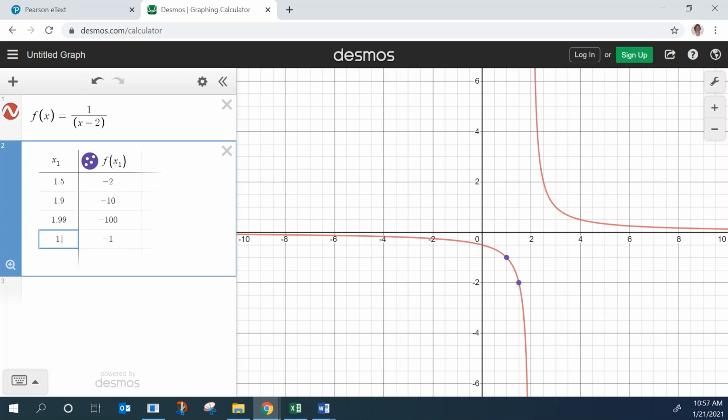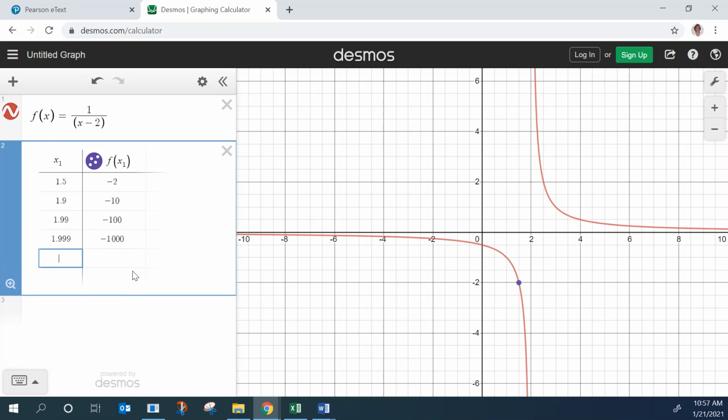So as we put in values closer to 2, my values are getting bigger. Now on the other side of 2, 2.001, 2.01, now we notice our values are getting larger when we approach from that side.